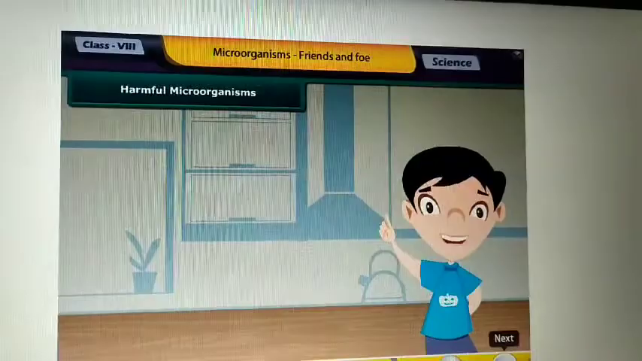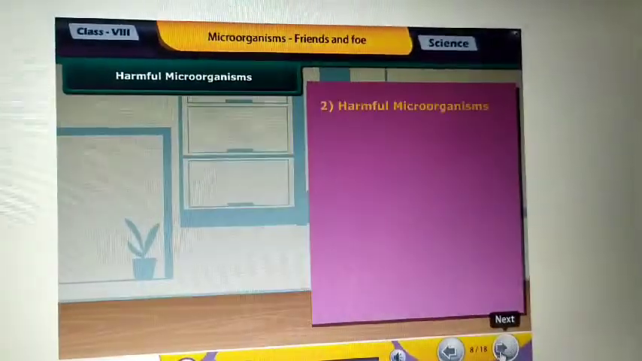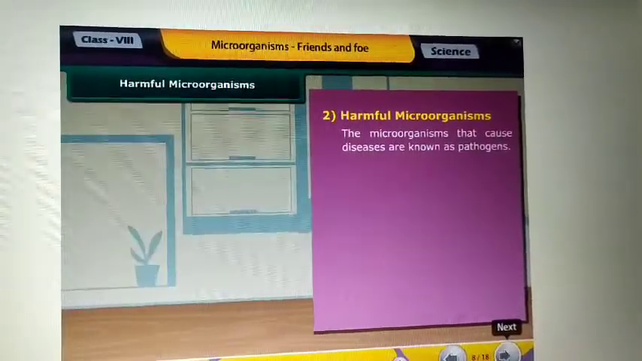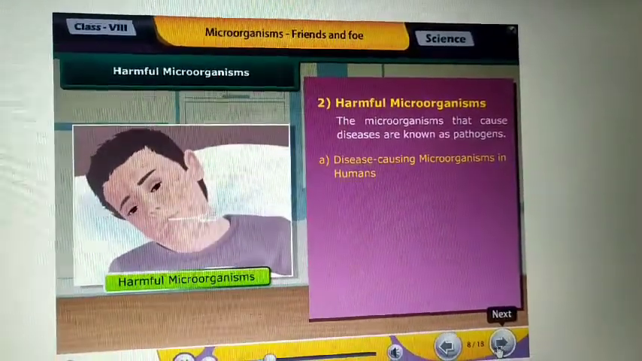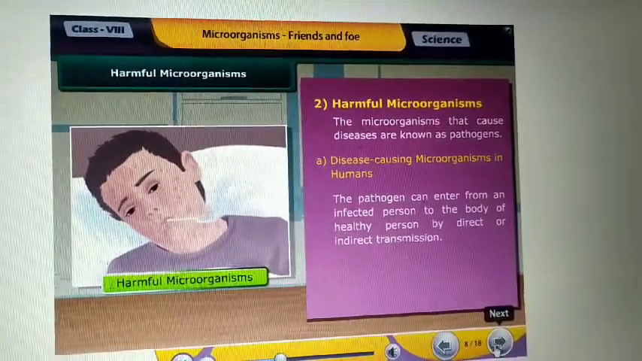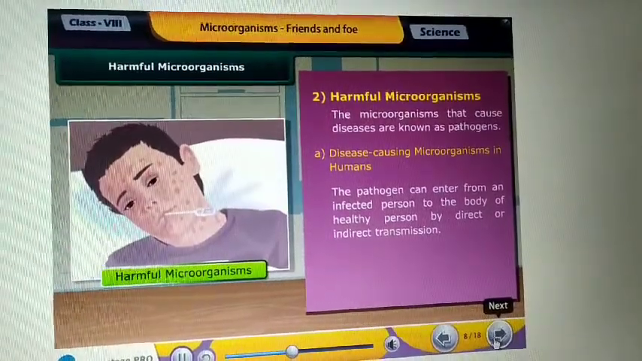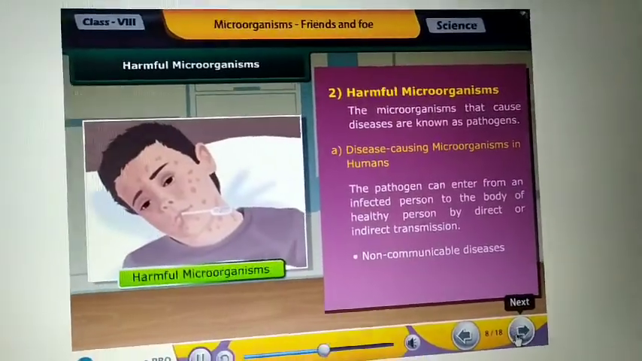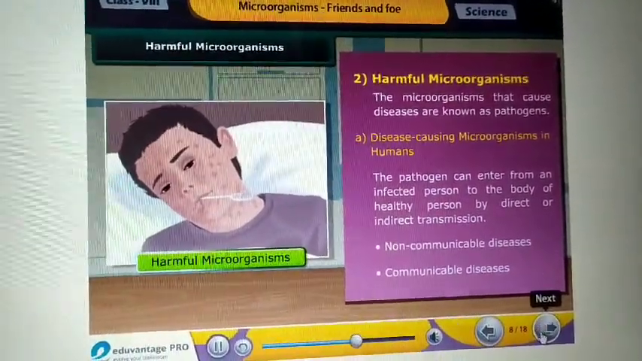After discussing helpful and friendly microorganisms, let's learn about harmful microorganisms. We will start with microorganisms that cause diseases in humans and animals. The microorganisms that cause diseases are known as pathogens. We can classify diseases into two categories: non-communicable or non-infectious diseases, and communicable or infectious diseases.